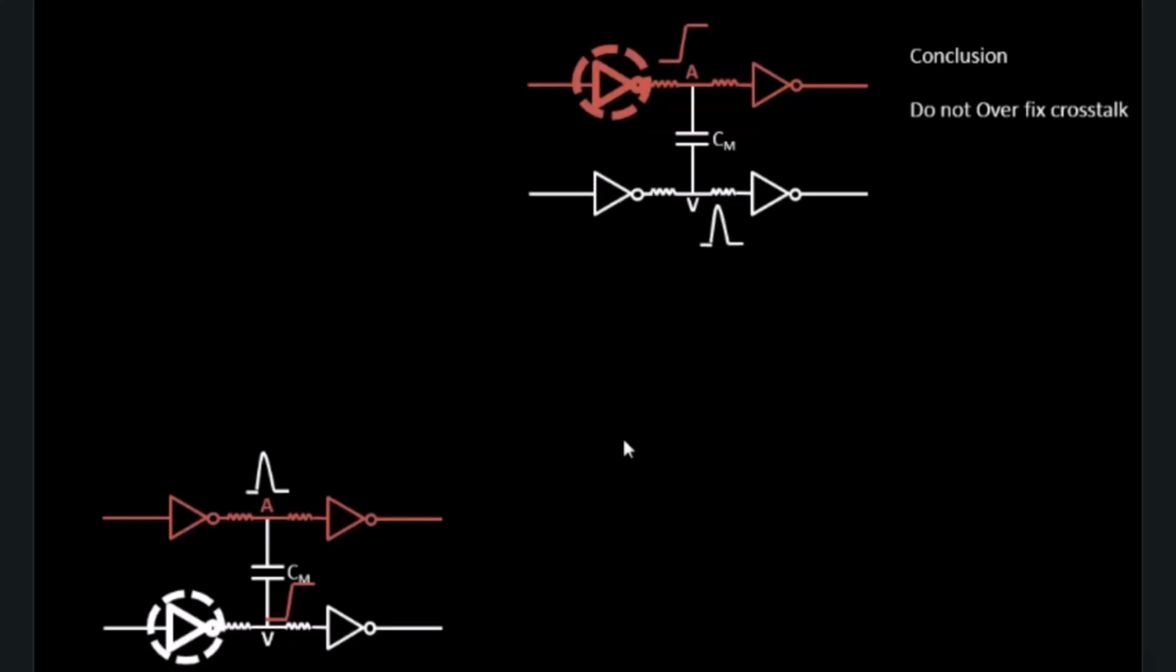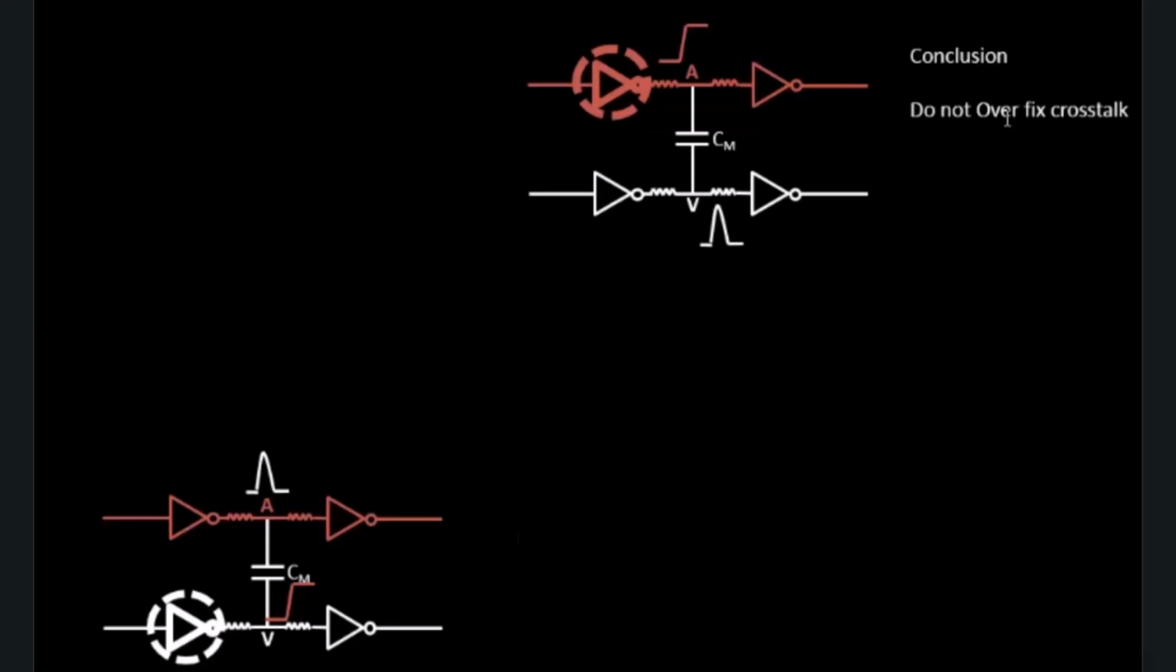We may end up with more iterations of fixing crosstalk if we try this scenario. The best way to fix crosstalk is, first, try to make the victim drive strength very similar to the aggressor drive strength. That could be very simple, and that will reduce your glitch to a significant amount. And second, maybe first try to space the nets apart if there are routing resources or routing space available, and then try modifying the drive strength of victims or aggressors. So that would be one of the best approaches.